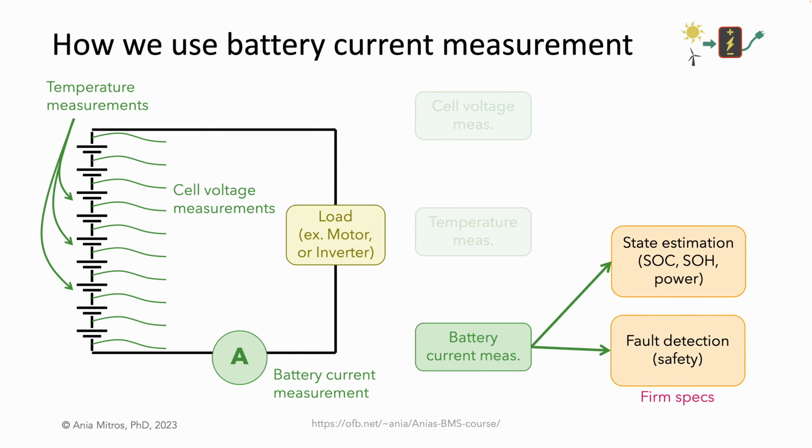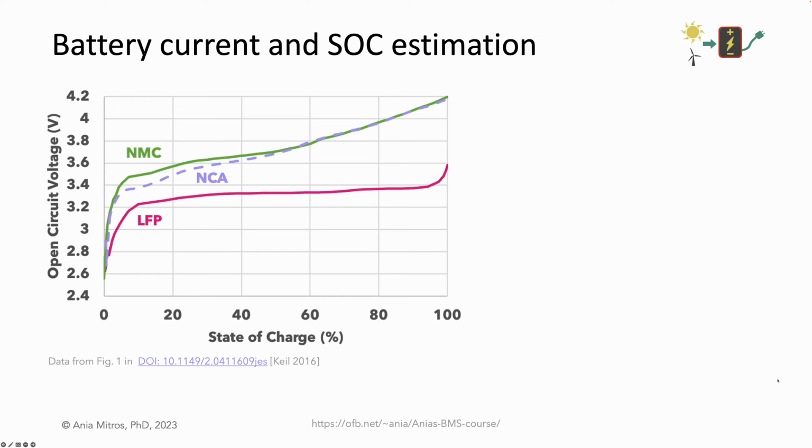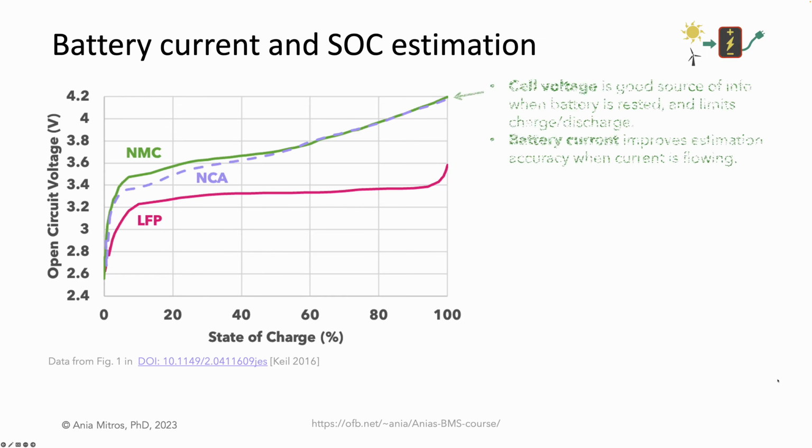For fault detection, we tend to have firm specs. Either the sensor is accurate enough or it isn't. For state of charge estimation, the situation is more complicated. Let's take a look. Recall how battery current information is used. Voltage provides the ground truth measurement, and the battery current measurement is integrated for SOC estimation while current is flowing.